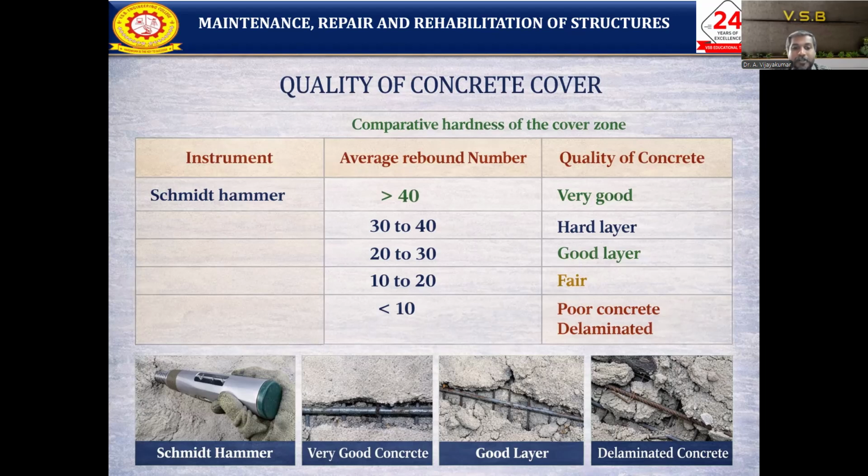Okay. So the picture also shows the good condition of the concrete, then good layer, delaminated, and less performance of the structure. So the rebound hammer value shows the quality of the concrete. Based on that, we can take the decision to assess or strengthen the concrete structure. So it is one of the very important methods to assess the condition or quality of the structure using the rebound hammer method.